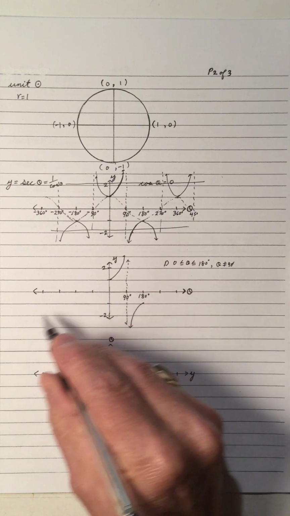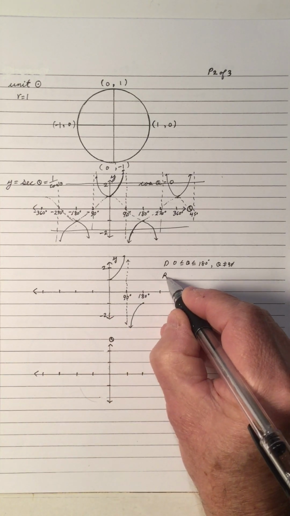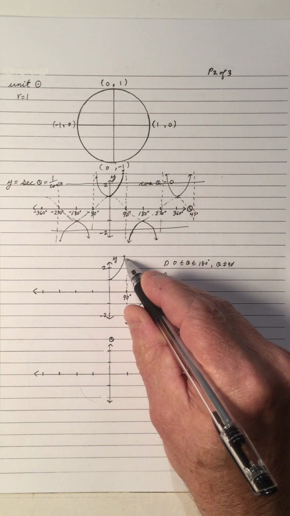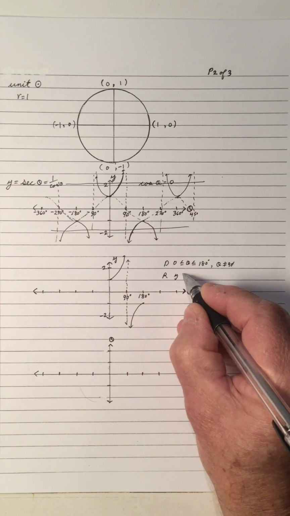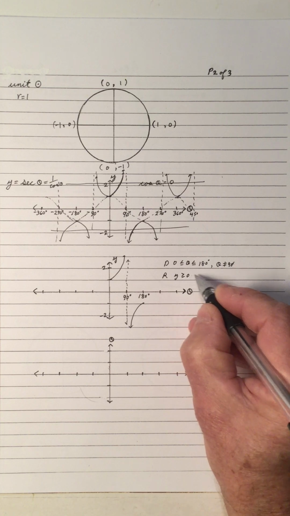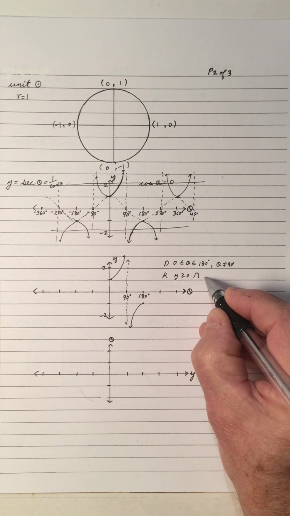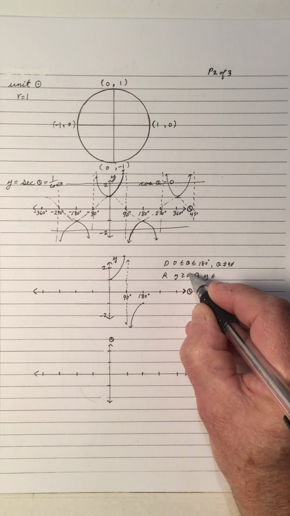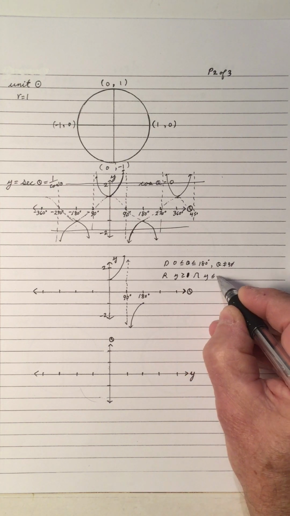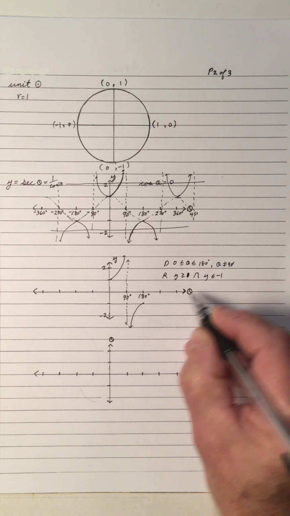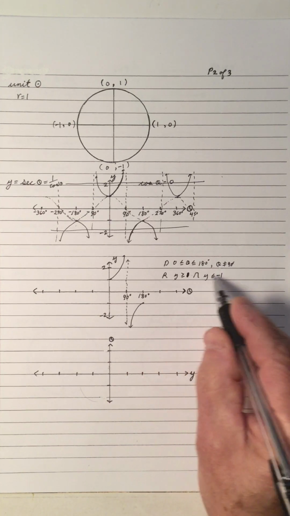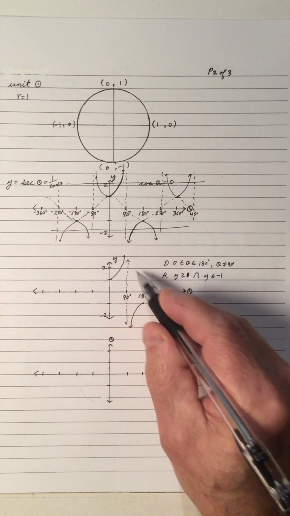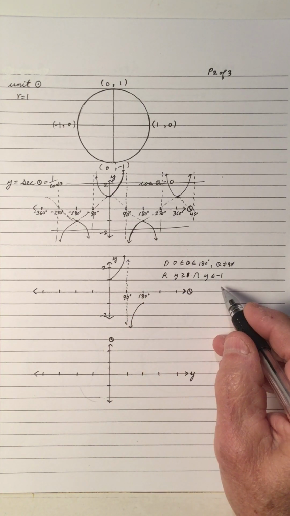And the range, which is the y values, start at 1 and go up, so the y values are greater than or equal to 1, in union with the y values less than or equal to negative 1. That's the y values, that's the range. Goes up from 1 and down from negative 1.